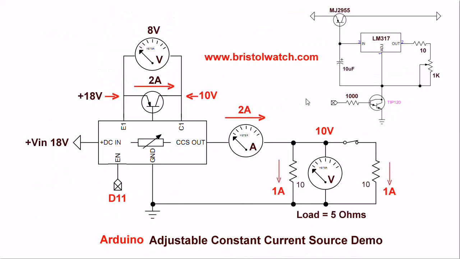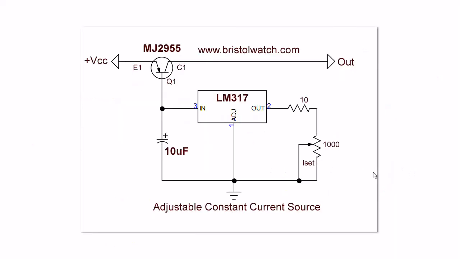Here again is the test circuit that you will see demonstrated in a live video at the end of this brief introduction. There's your enable pin and your PWM pin as well. This will be set up to go from 0 to 2 amps through a 5 ohm load that consists of two parallel connected 10 ohm resistors.